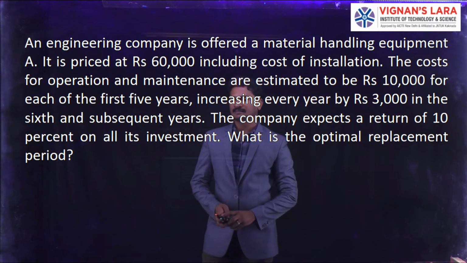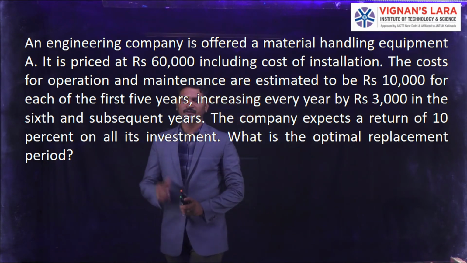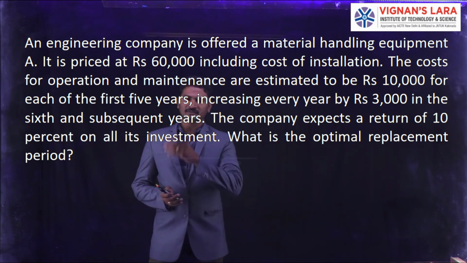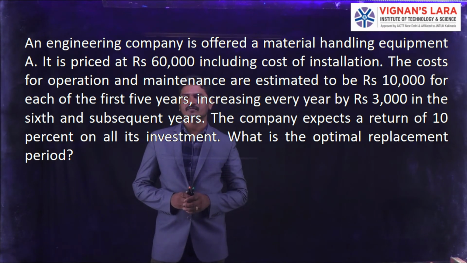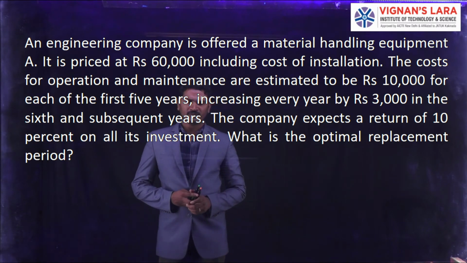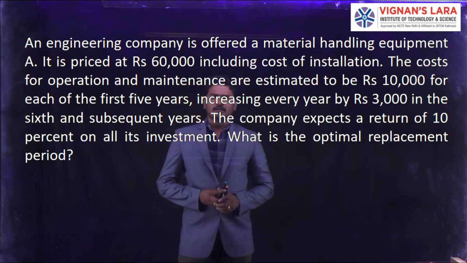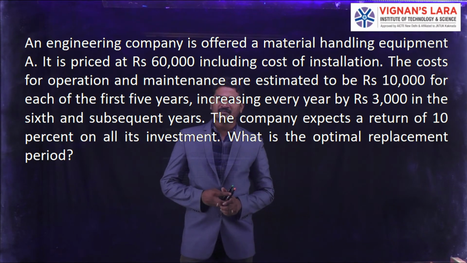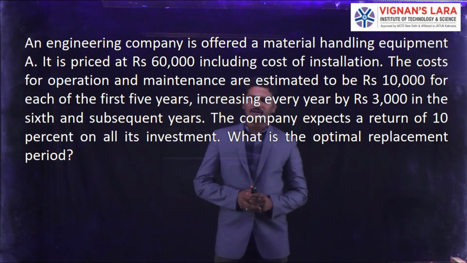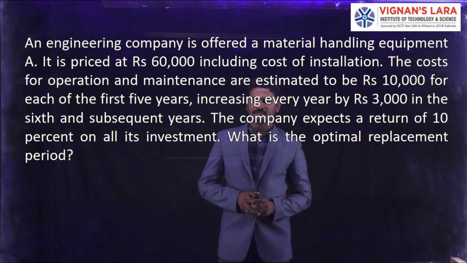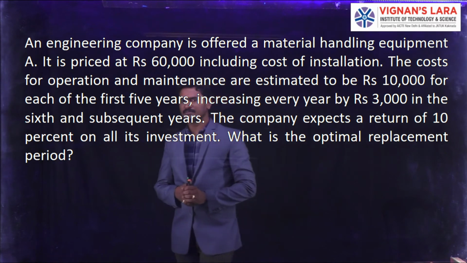Coming to the next example: an engineering company is offered a material handling equipment, A. It is priced at rupees 60,000 including cost of installation. The cost of operation and maintenance is estimated to be rupees 10,000 for each of the first 5 years. Then this increases every year by 3,000 in the 6th and subsequent years. The company expects a return of 10% on all its investment. What is the optimal replacement period?